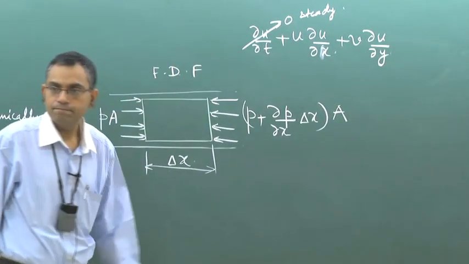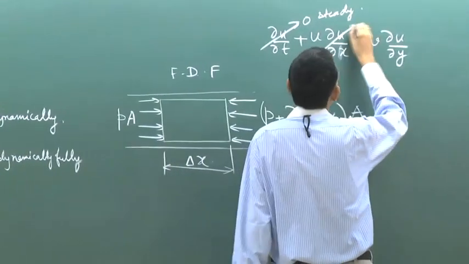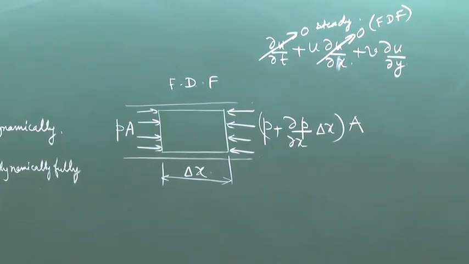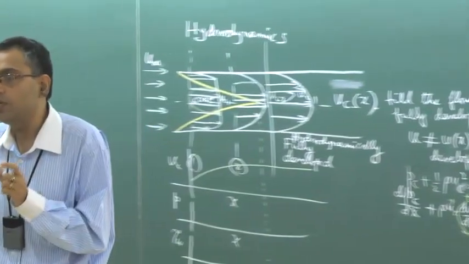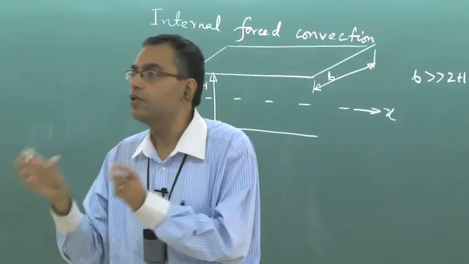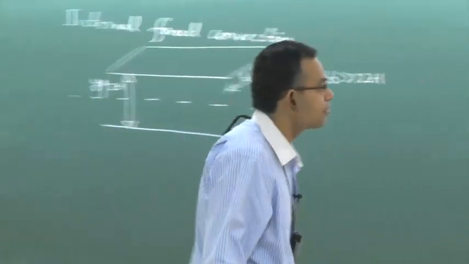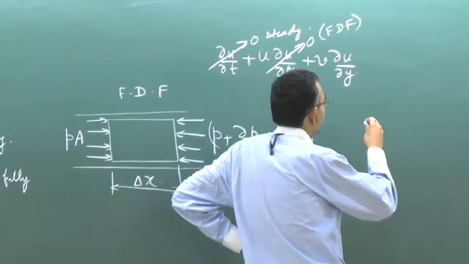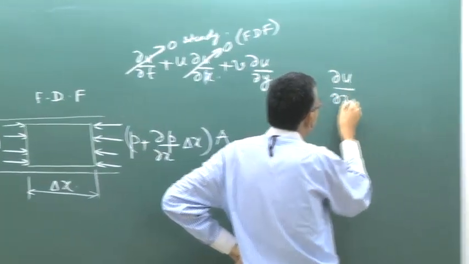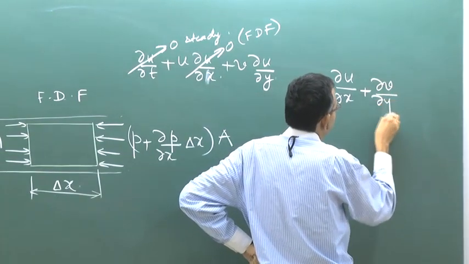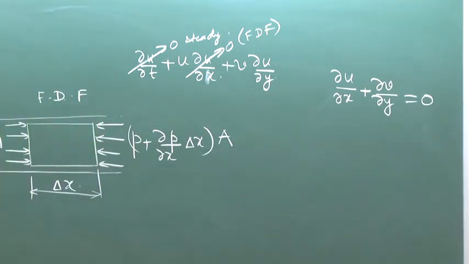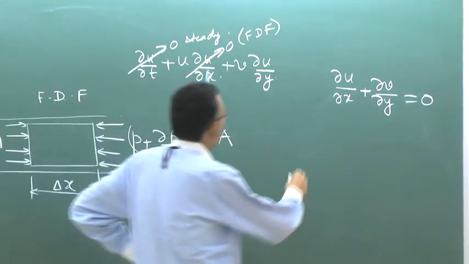What about del u del x? Del u del x is equal to 0 for fully developed flow. When we say fully developed, we are meaning here hydrodynamically fully developed. When we come to thermal boundary layer, you have to be careful in distinguishing between hydrodynamically fully developed flow and thermally fully developed flow. They are two different concepts altogether. Now what about this term? So we can evaluate this term by looking into the continuity equation. So this is 0 for fully developed flow.